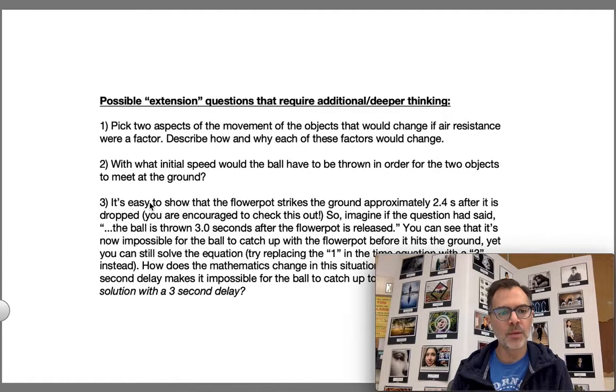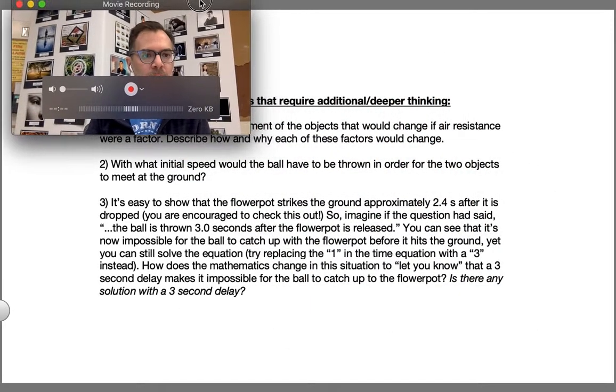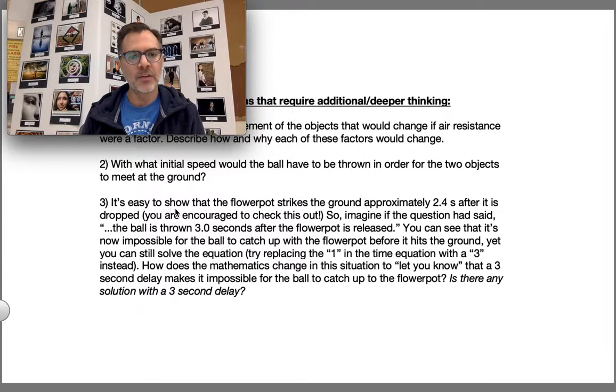And here's one which is a little bit trickier and involves some deeper mathematical thinking. It's easy to show that the flower pot strikes the ground approximately 2.4 seconds after it's dropped. You should go check that out. See how long it actually takes for just the flower pot to hit the ground. So imagine this. Imagine if you released the ball 3 seconds after the flower pot was dropped. You and I now know the flower pot's already hit the ground. It's too late. The ball can't catch up.